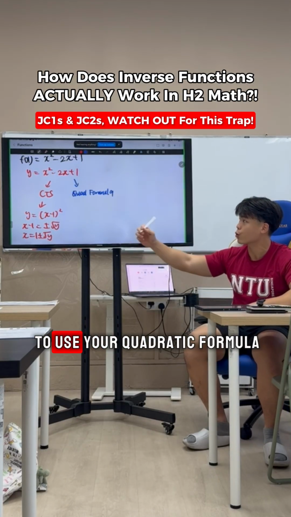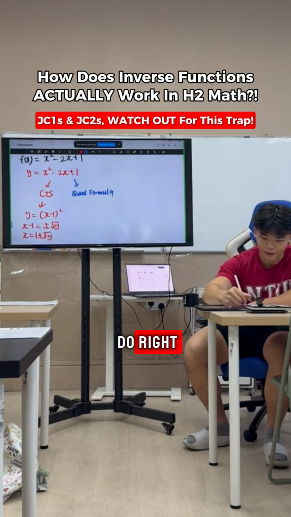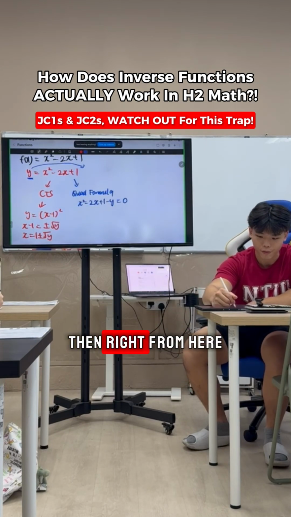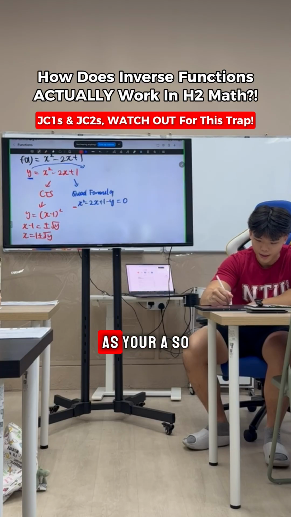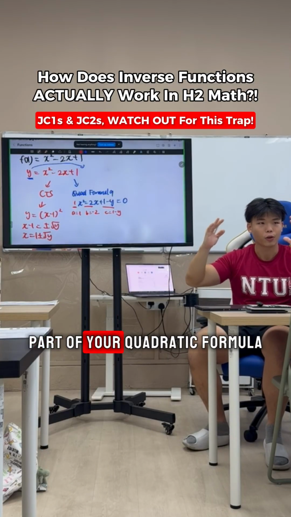So if you want to use your quadratic formula, if you don't like to complete the square, it's also possible. All you need to do is shift the y to the right hand side. So you get x squared minus 2x plus 1 minus y equals to 0. Then from here, you treat this as your a. So a is 1, b is negative 2, and c is 1 minus y. So you treat y as a constant part of your quadratic formula.